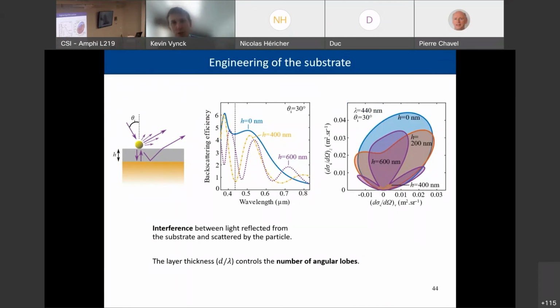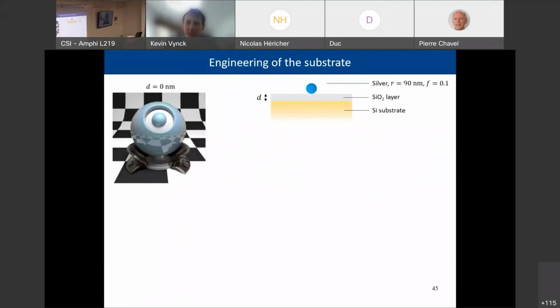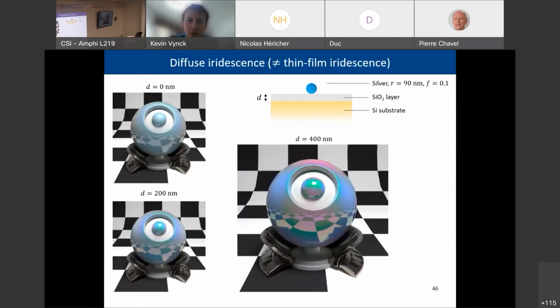Then we also looked at engineering the substrate. I will skip this part, but basically the message is that when you have particles on a layered substrate and you increase the thickness of this substrate by a certain amount, you go from 0 nanometers. So here the particle is directly on a silicon substrate, and here you create a spacing of 400 nanometers. You create some angle-dependent diffuse colors that are very different from the thin film iridescence that you know.